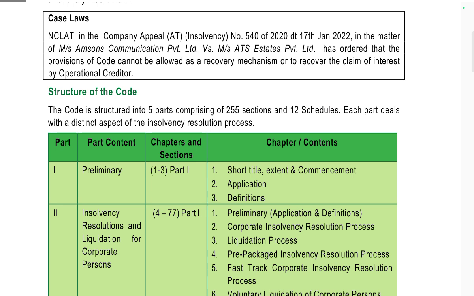It's not a recovery mechanism. Then what? It initiates the action. It says you should be insolvent. It's an ordering mechanism. Okay, it's not a recovery mechanism. Structure of the code.